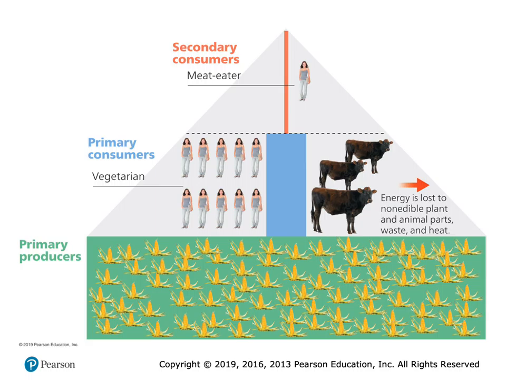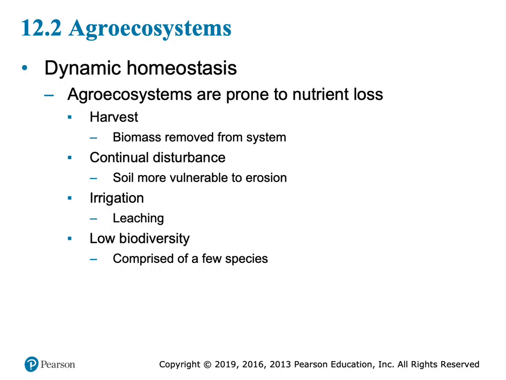If we go to the next page of your notes, we get to dynamic homeostasis. And this talks about how agroecosystems are prone to nutrient loss through harvest, continual disturbance, irrigation, and low biodiversity. Harvest has to do with the rate at which nutrients that are stored in plants are harvested. It's generally far greater than the rate at which they're restored.